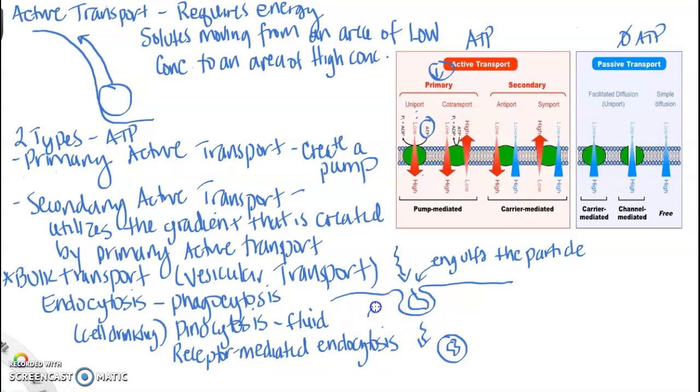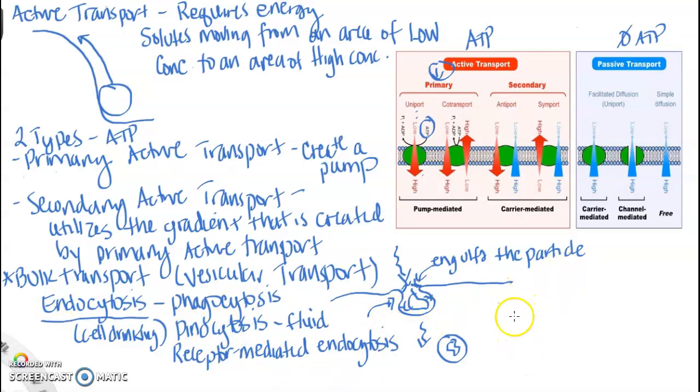So it's exactly the same as this, but the plasma membrane here will have certain receptors on it. And those receptors will be specific to some specific particle. And if you're not that specific particle, then this receptor-mediated endocytosis plasma membrane isn't going to go get it. Okay? So those are the 3 types of endocytosis.